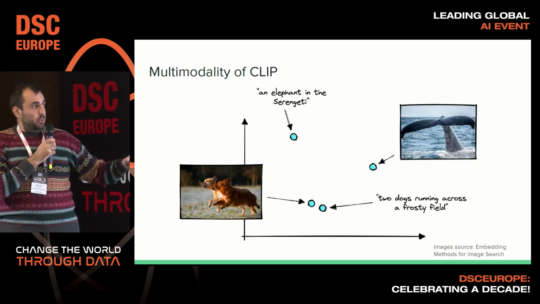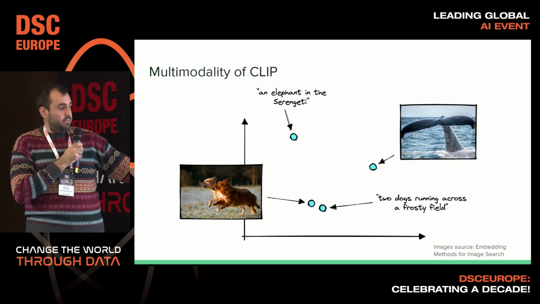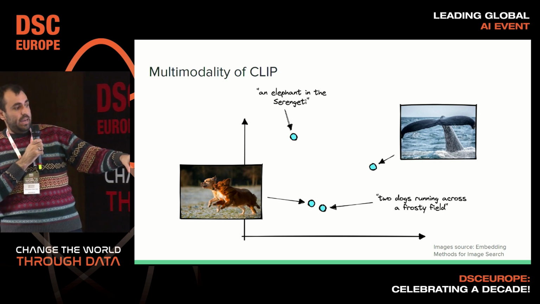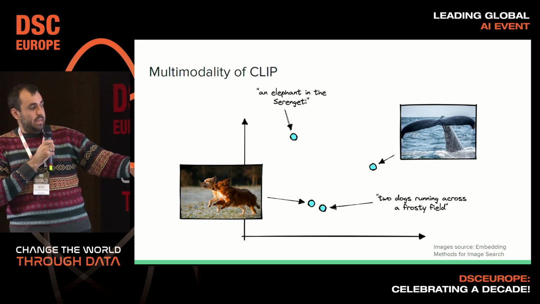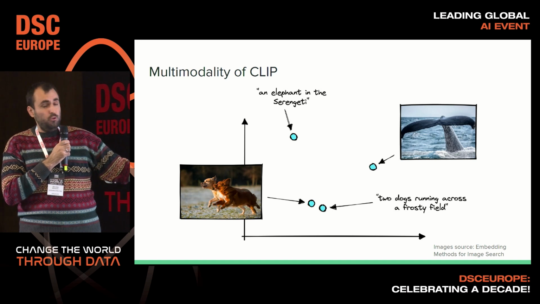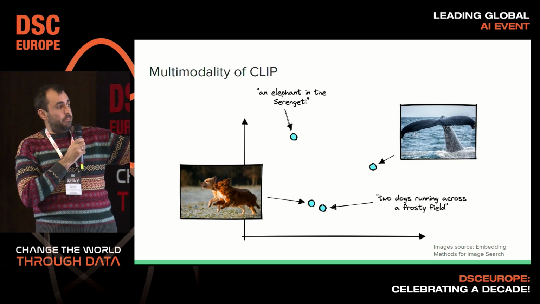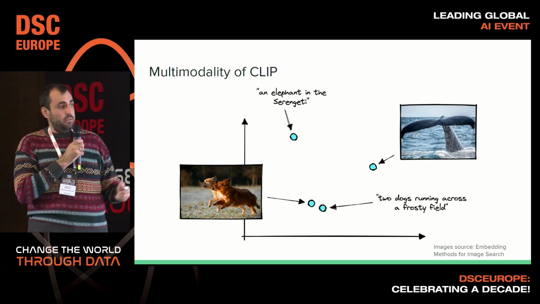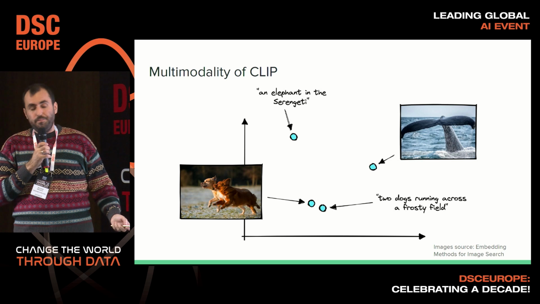So how does this look, let's say, in two-dimensional space, which is a simplification? We have an image and a text pair. You see two dogs running across a frosty field. So these two points in this high-dimensional embedding space should be close to one another. And we have some other textual embeddings, we have some other image embeddings, and they should be far apart from these two, right?